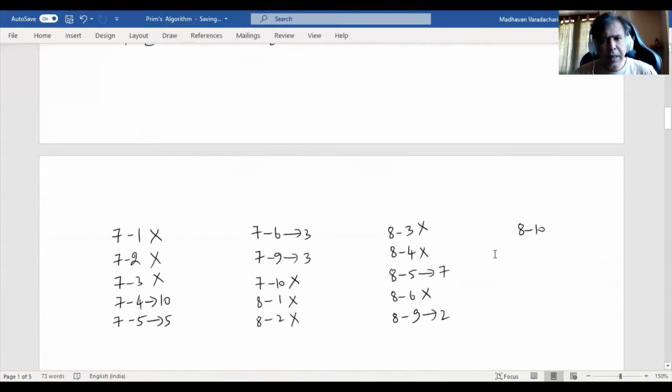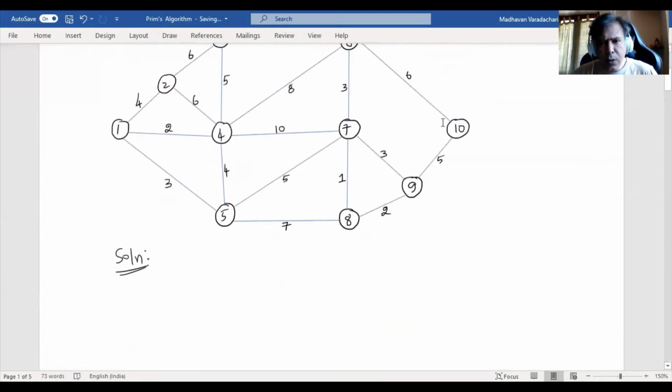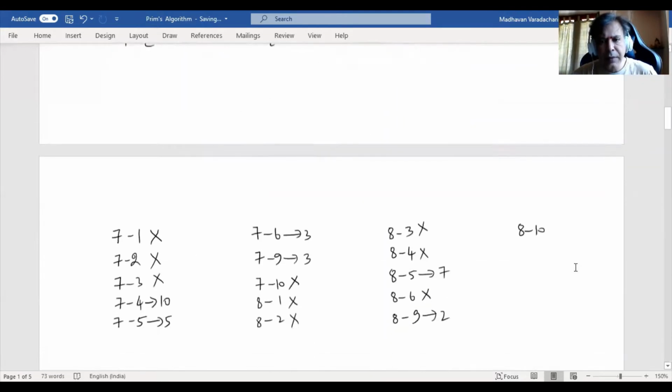Distance is 2. Then 8 to 10. There is no direct arc. So I have to put a cross there.